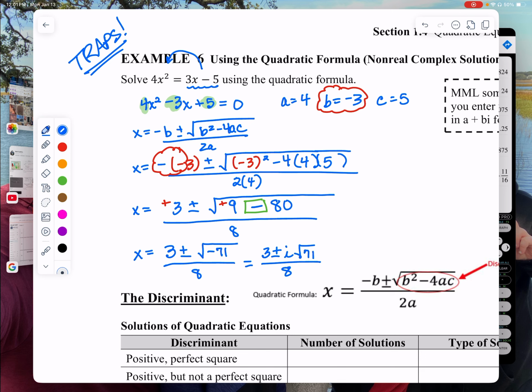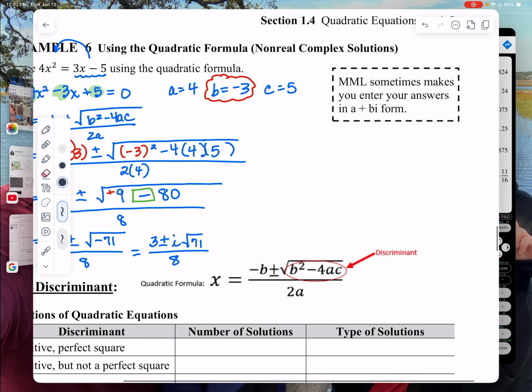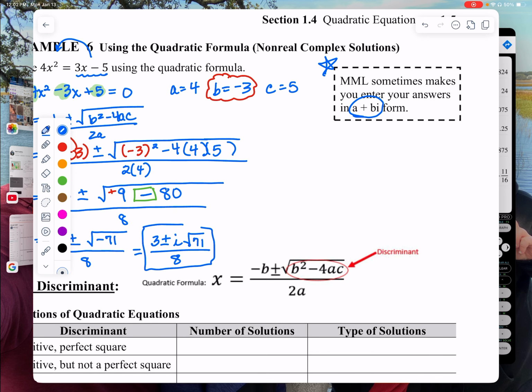So that's my final answer: 3 plus or minus i square root of 71, over 8. Now, in my lab, they often ask for it to be written in a plus bi form. If not, you can put this answer down, and that's what you can put on my test.